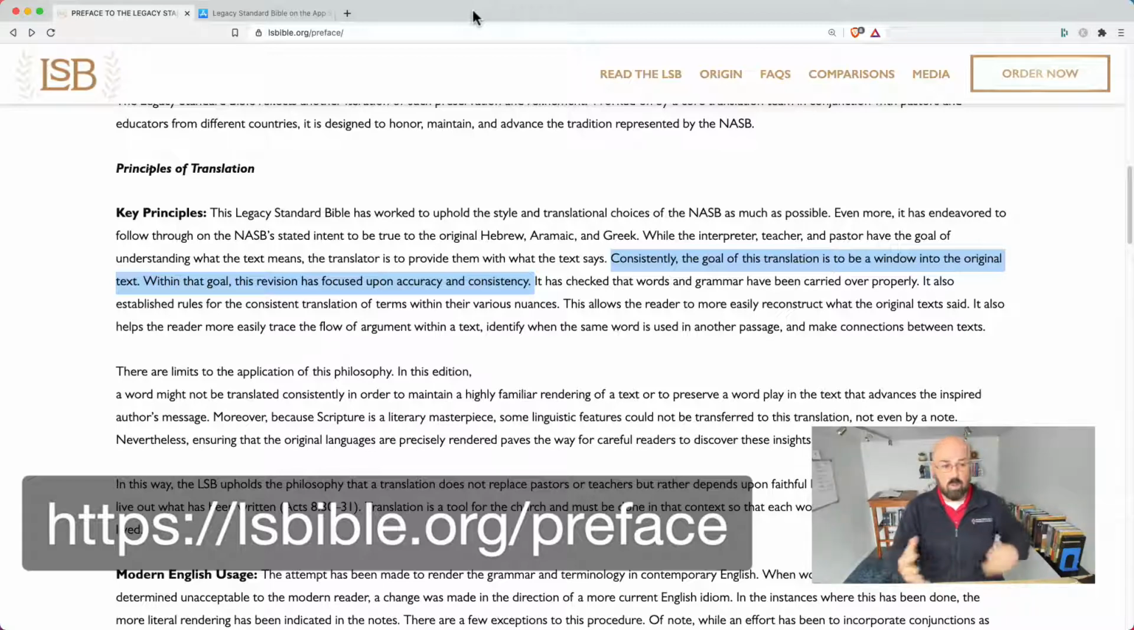which has some pros and cons. On the one hand, it's going to lead to a little bit more of a wooden translation. This is one of the critiques of the New American Standard for a long time, that it's more literal and wooden, and it's much more difficult to read. That's a fair comment with regards to that.